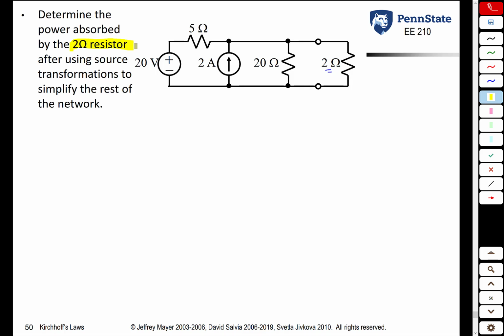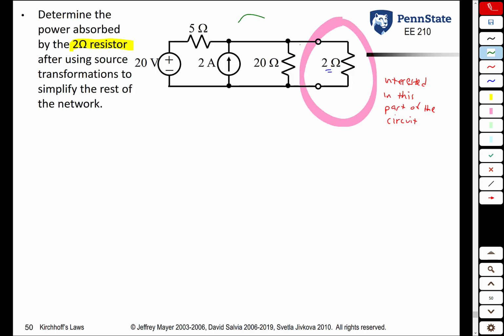But we're going to see that what we can do is use source transformations to solve this problem. This is the part of the circuit that we're interested in. We're interested in the rest of the circuit only in the sense that we want to see how it affects that 2 ohm resistor. That means that everything on the left here we can possibly change around if we want, if it helps us get to the final goal of finding the power absorbed by the 2 ohm resistor.